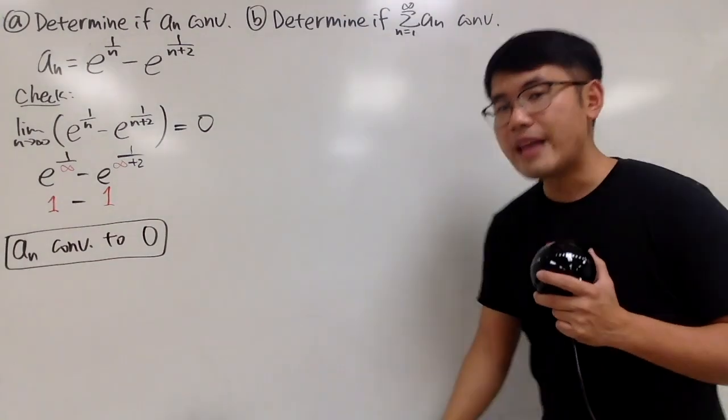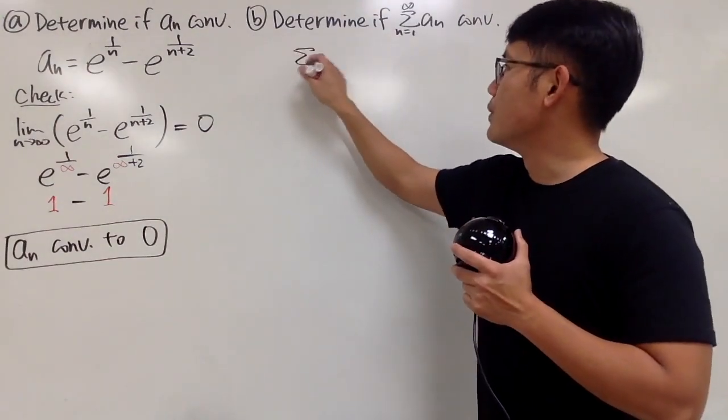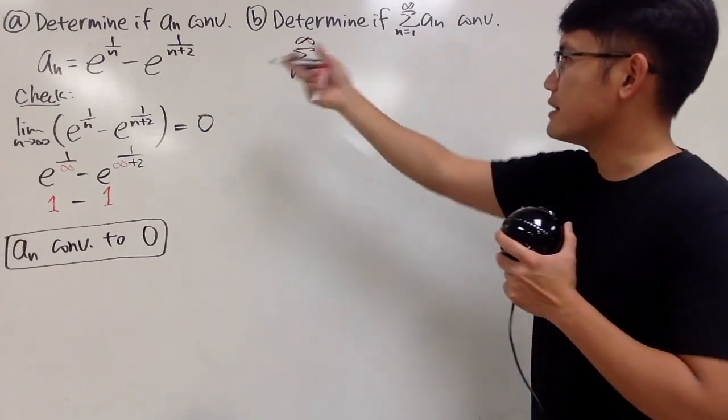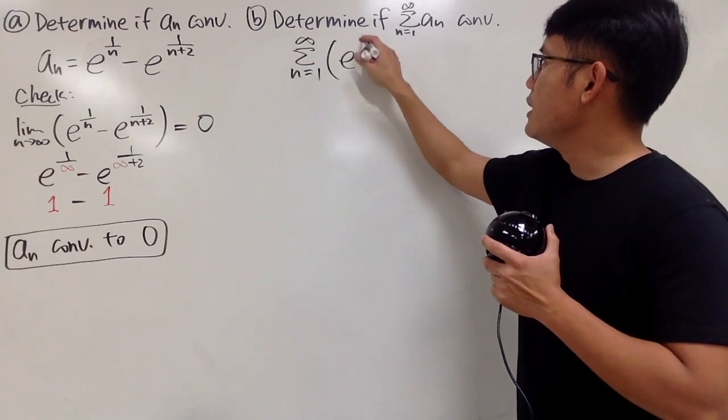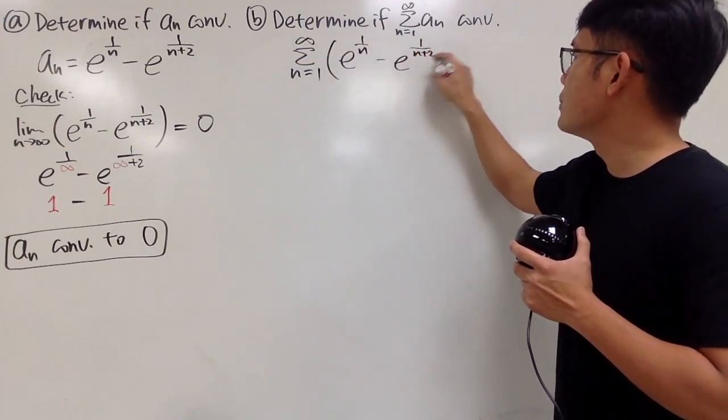Like that. Now, for the series, this is telling us that we have to add up all the terms from there, when n goes from 1 to infinity. a_n is that, so I'll put on parentheses, e to the 1 over n minus e to the 1 over (n plus 2), like this.